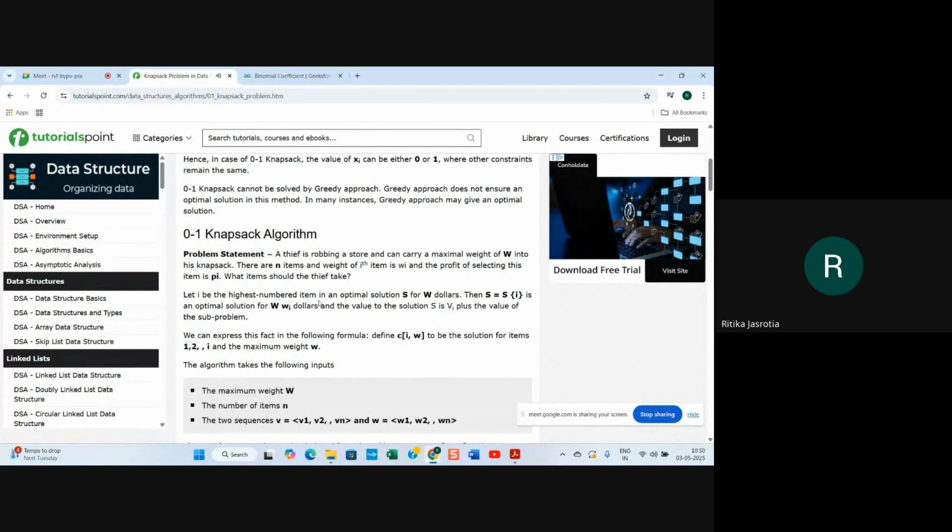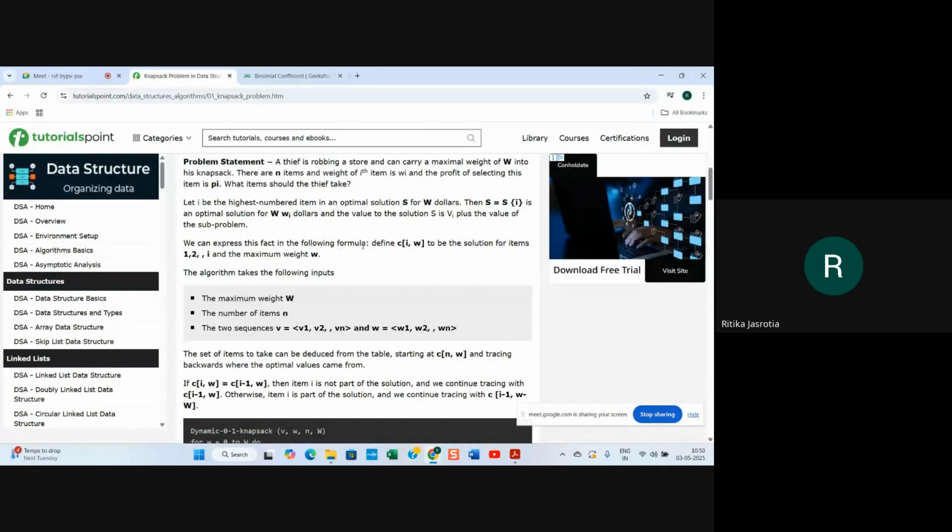Let i be the highest numbered item in the optimal solution S for W dollars weight, then S minus i is an optimal solution for W minus Wi dollars, and the value of the solution is Vi plus the value of the subproblem. We can express this fact in the following formula. Define C[i, W] to be the solution for items 1 up to i and maximum weight W. The algorithm takes the following inputs: the maximum weight W, the number of items n, and the two sequences V = V1, V2, ..., Vn and W = W1, W2, ..., Wn.